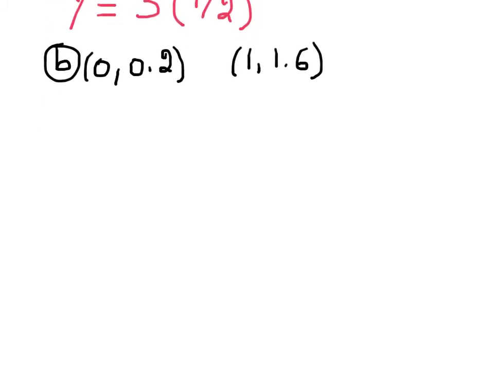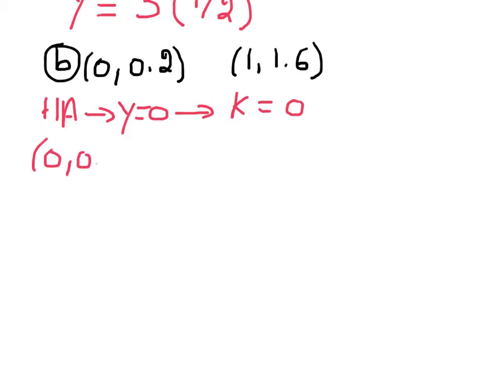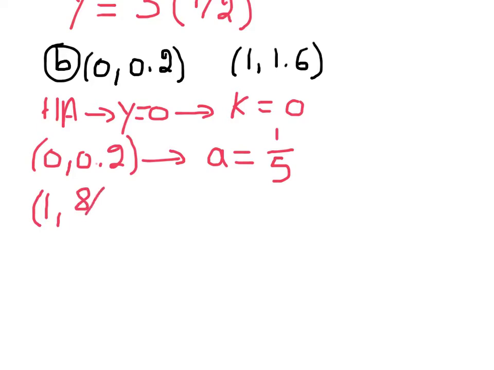Part B. Again, the horizontal asymptote is at y equals 0, which in this case gives us k of 0. Now this problem, I really need you to switch from decimal to fraction. If we use the first point, which is the y-intercept 0.2, that gives us a equals 0.2. 0.2 is 2/10. 2/10 is the same thing as 1/5. Now we're going to use the second point, 1 and 16/10, which is 8/5.